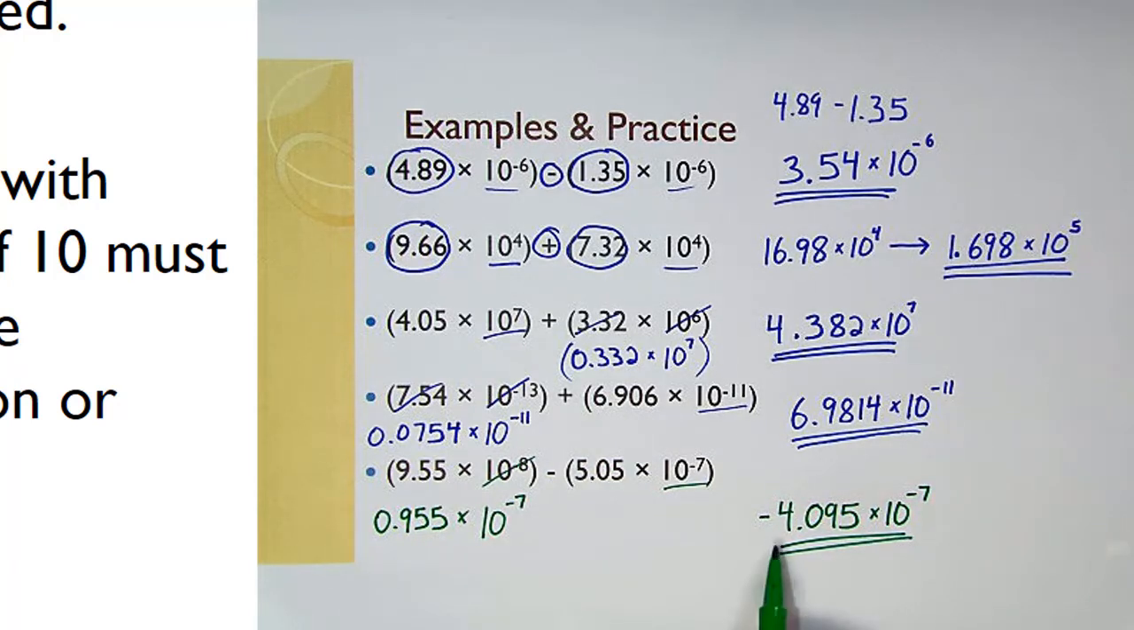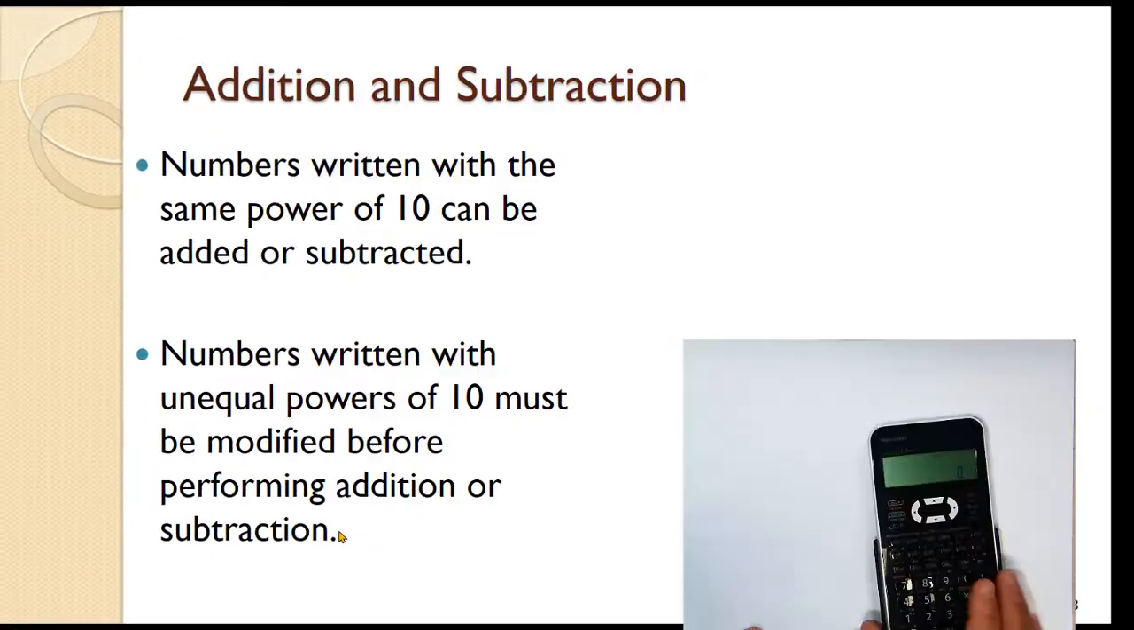It should make sense that we get a negative number here because 9.55 times 10 to the negative 8th is a smaller number than 5.05 times 10 to the negative 7th. So we're taking a smaller number minus a little bigger number. Yeah, it makes sense that we get a negative value. If you got that, nice job. If not, you might want to rewatch that and make sure that you see where you made your mistake.